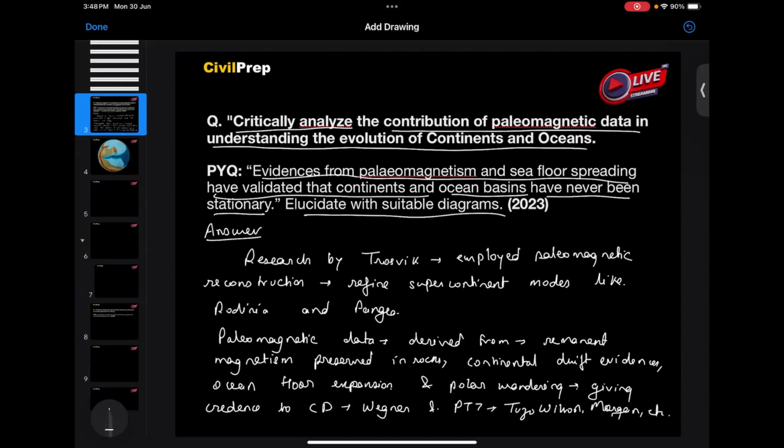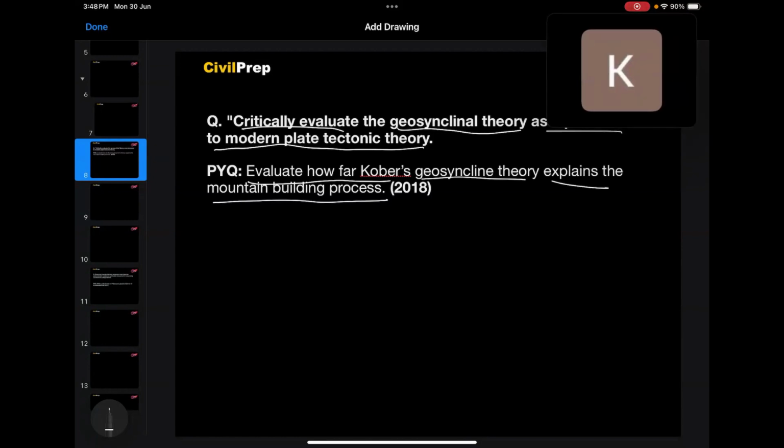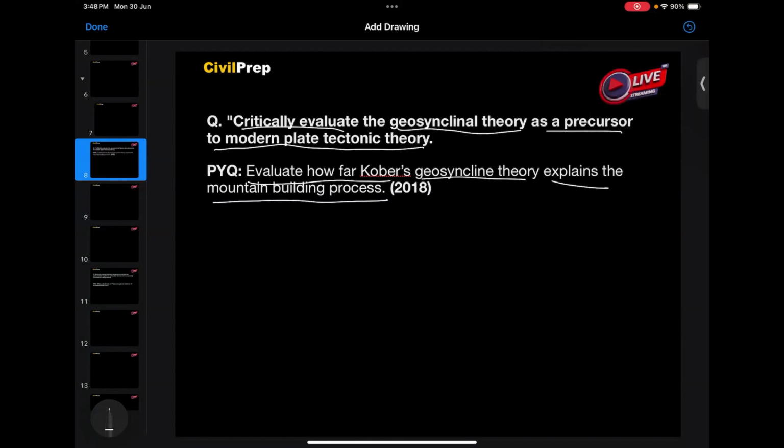Okay, guys. So this is the first question. Now, moving to the next question here, we have: critically evaluate the geosynclinal theory as a precursor to modern plate tectonic theory. Now, a question which was asked the previous time: evaluate how far Kober's geosynclinal theory explains the mountain building process. This was asked in 2018. So guys, do write the answer. Take your time, take 7 minutes and send the answer to me. Okay. You can pause the video here and you can start writing the answer.